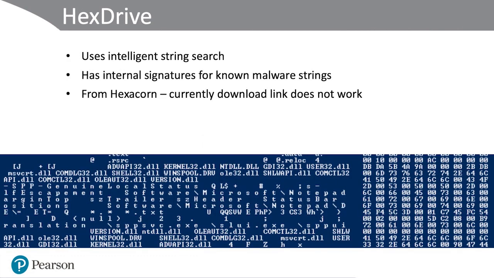HexDive is another well-known tool. It uses intelligent search strings. It has internal signatures that look for known malware strings. So it's looking for strings, and it has a signature file that essentially says, if you see these types of fields, this type of language, these types of strings, it could be one of the known malware that I know about. It's a pretty decent tool to look at.